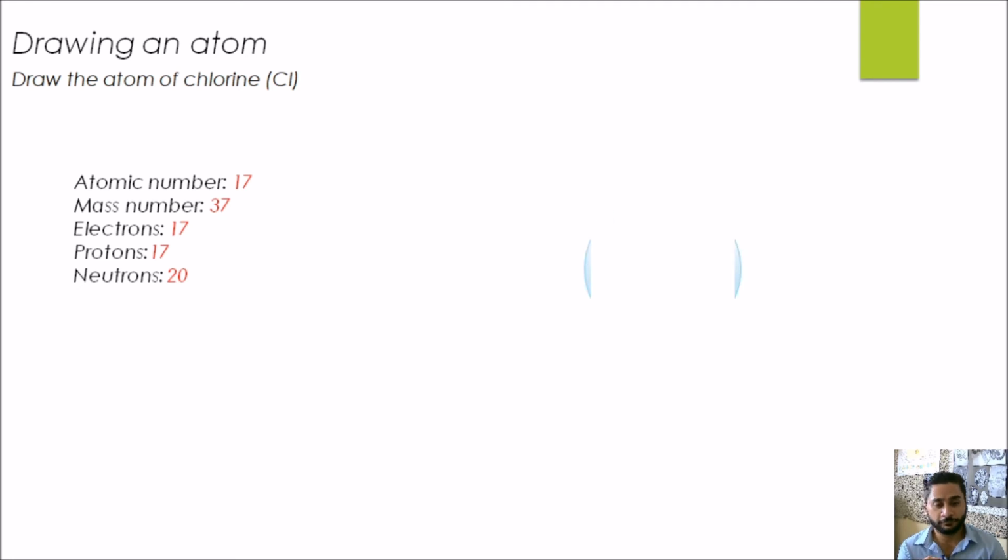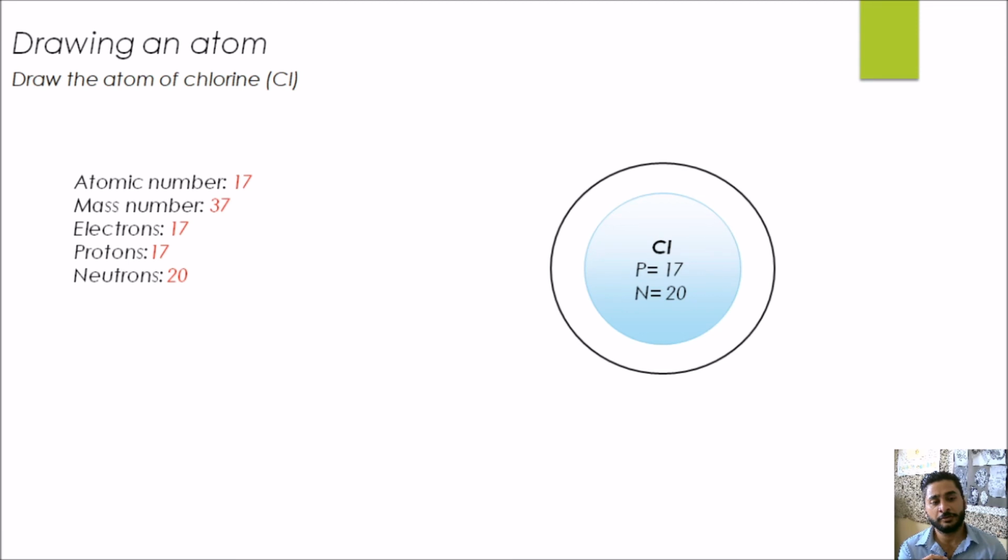What are we going to do first? We are going to draw the central part, which is the nucleus. We are going to have the symbol Cl, and we are going to put protons, which are 17, and neutrons, 20, inside the nucleus. We are going to then draw the first shell, which is the K shell, and we know that K shell has a maximum of 2 electrons. So we are going to put 2 electrons in this order. We are going to follow the order up, down, left and right.